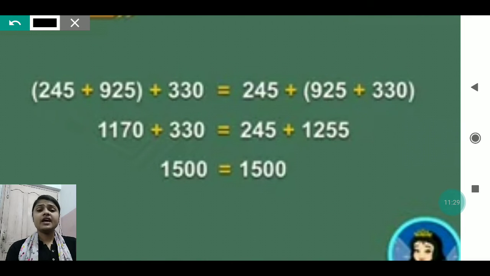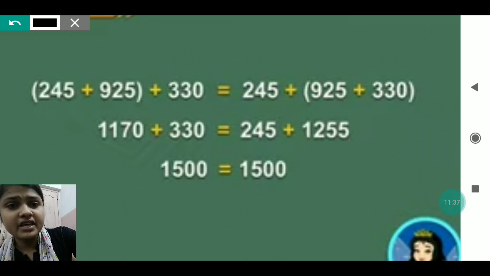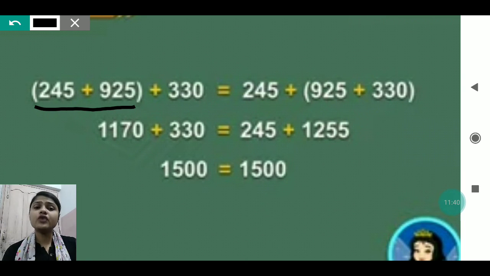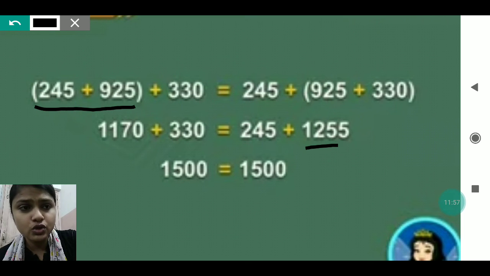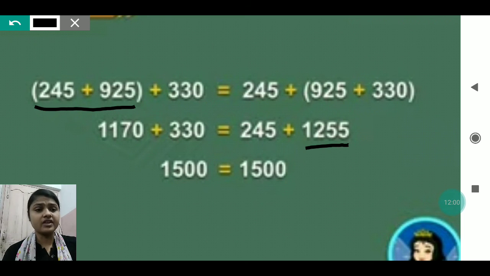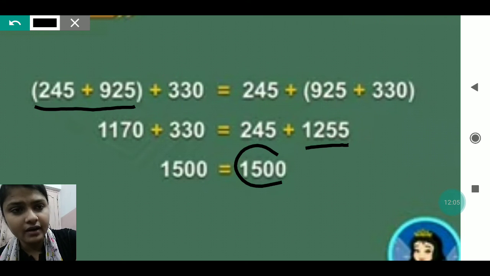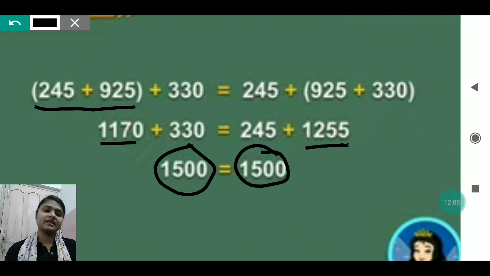Here also you can see it is written 245 plus 925 plus 330. So what we are doing, we are making a group of these two numbers first. 245 plus 925 will be 1170. To that you add 330, you will get 1500. In the same way, you can add 925 plus 330, you will get 1255. To that you can add 245, then also you will get 1500. So in both ways you will get the same answer.